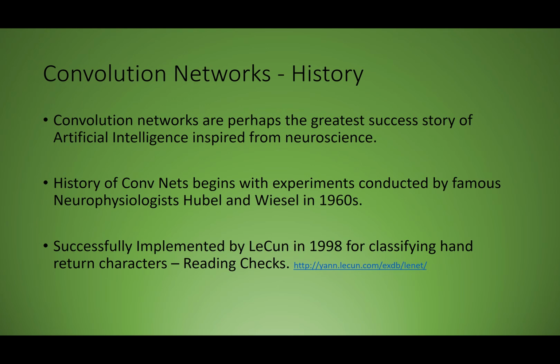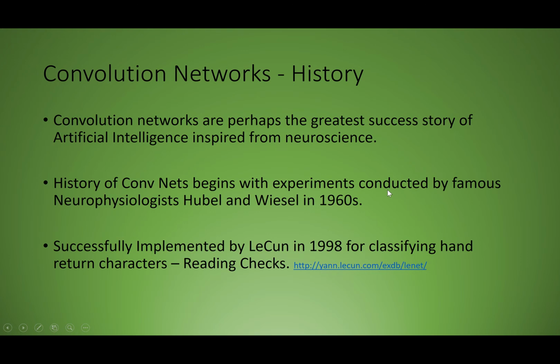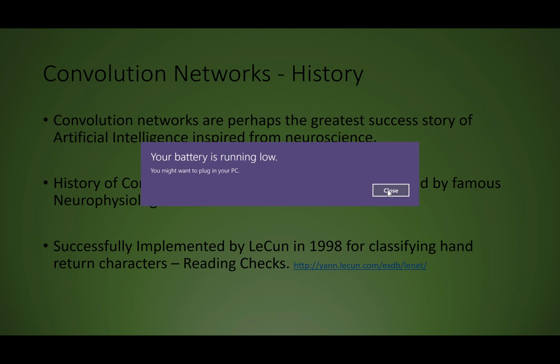Convolution neural networks are perhaps the greatest success stories of AI inspired from neuroscience. The history goes way back to the 1960s, to the experiments conducted by famous neurophysiologists Hubel and Wiesel. They tried to understand how the mammalian brain works and revealed a lot of fundamentals that are very important for present state of the art deep learning techniques, like understanding the primary visual cortex and how the mammalian brain learns through different layers, abstracting information in different layers like simple cells, complex, and grandmother cells.